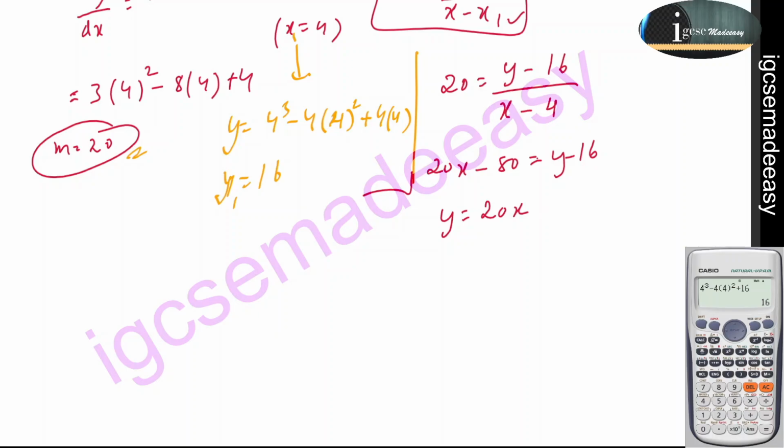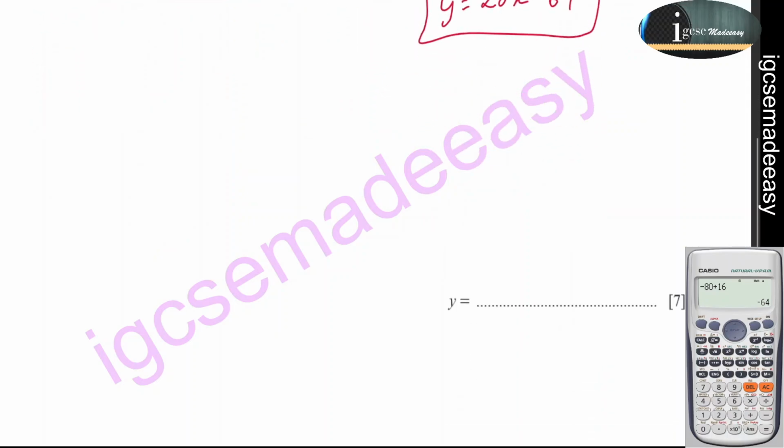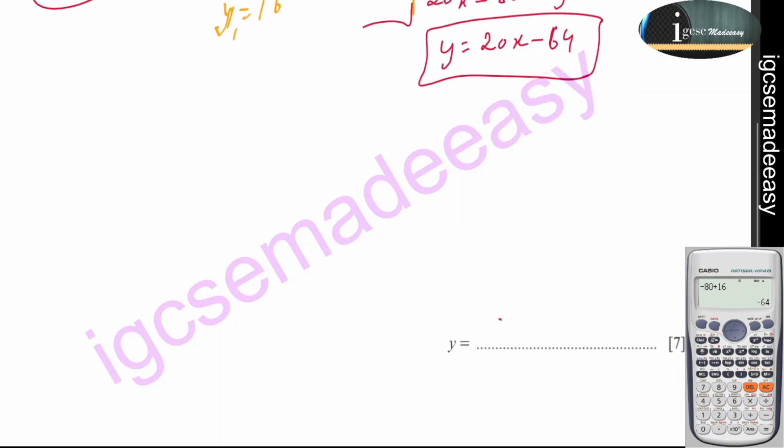So minus 80 plus 16 gives you minus 64. Can you see this? We got the equation of the line that we have to write here: 20x minus 64 will be your answer.